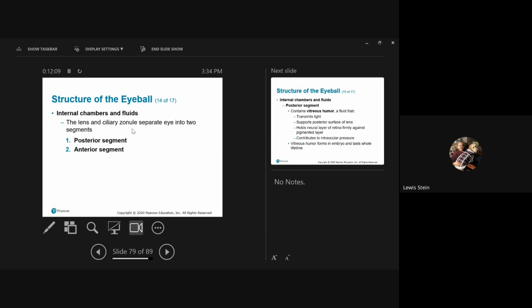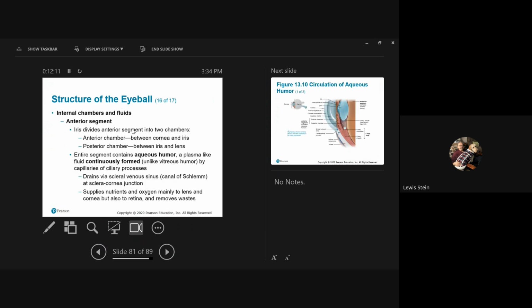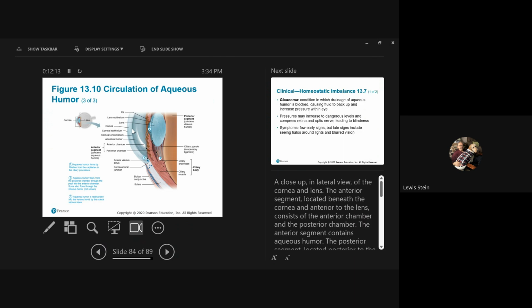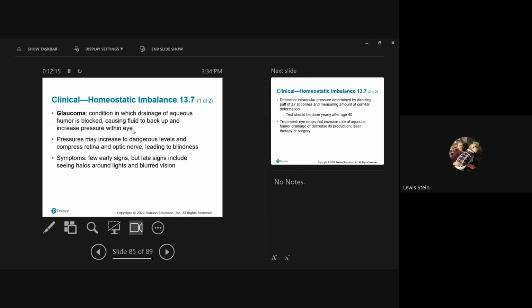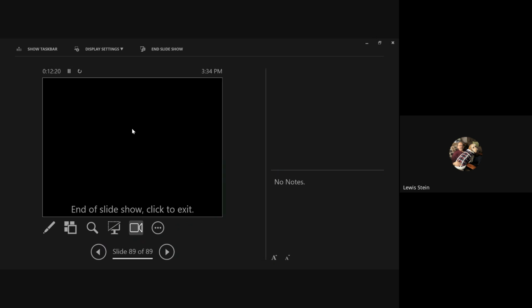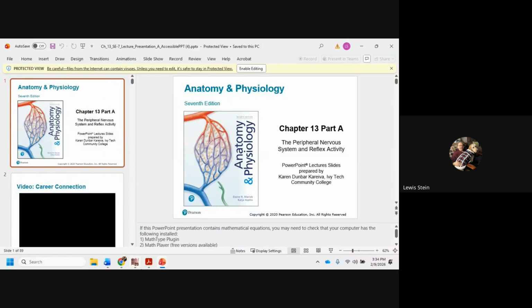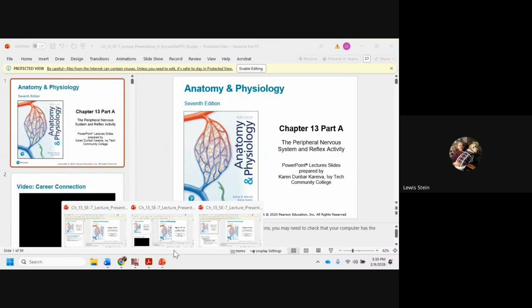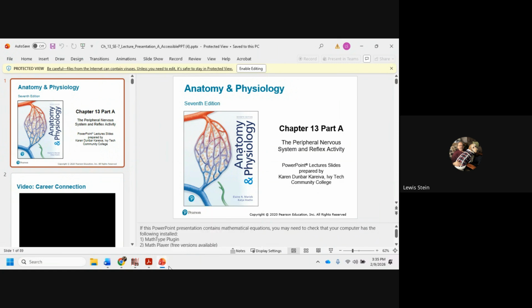So again, we're not talking about the segments with the different humors that are there. Again, that was more covered with glaucoma. We did that more in anatomy than we're doing in physiology. And the same thing with the lens and the different fibers. So that's done. And the next escape is here. Oops, sorry.